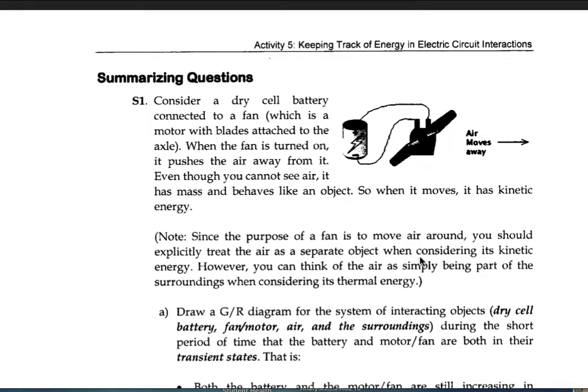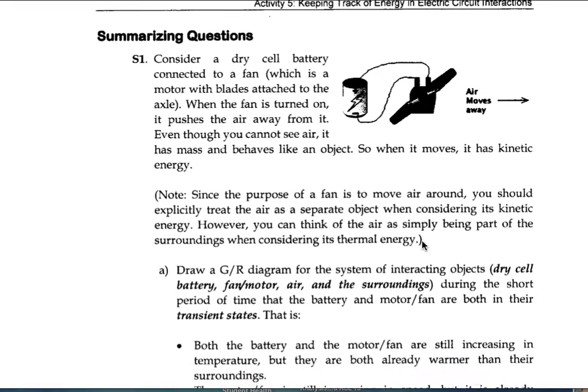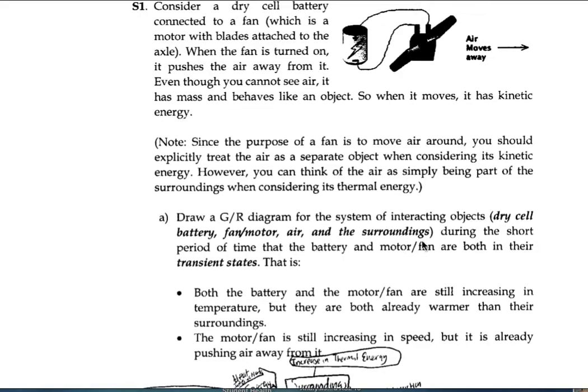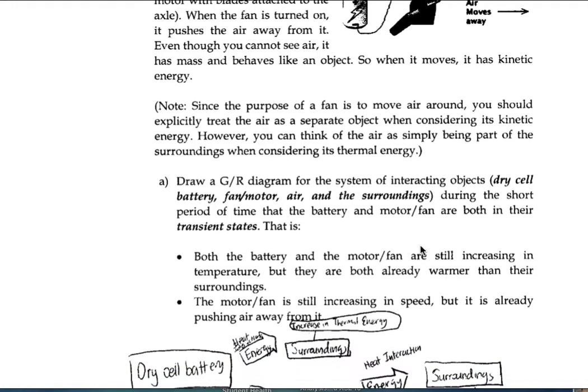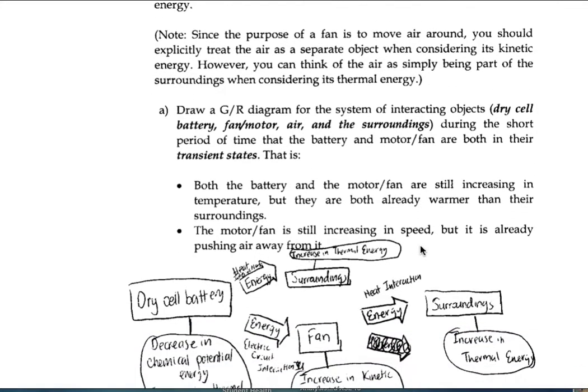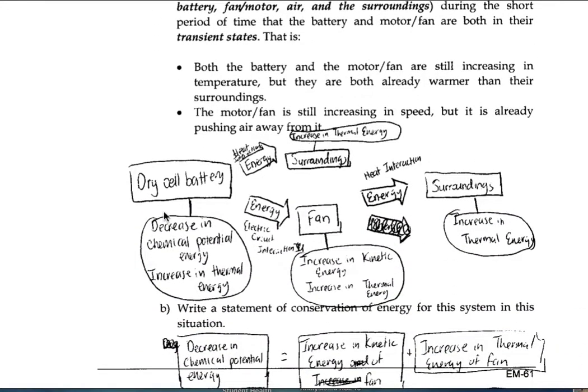I have for activity 5 summarizing questions. For the first part, to draw the giver and receiver diagram, I put the dry cell battery as the energy giver, and it decreases in chemical potential energy and increases in thermal energy. And then through heat interaction, it goes to surroundings, and the surroundings increase in thermal energy.